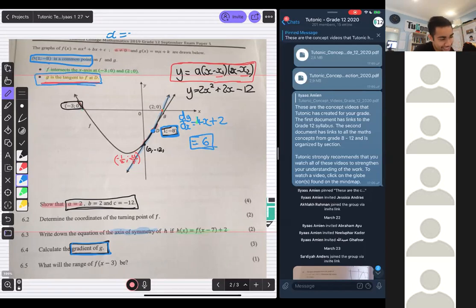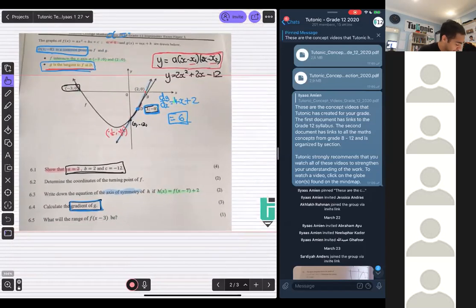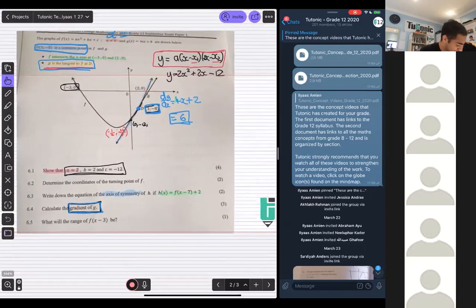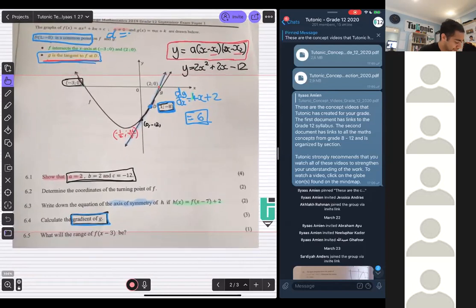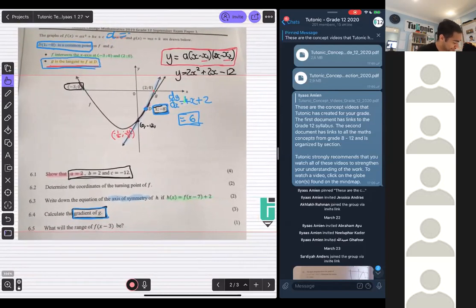That's the concept. And now what we're doing is applying the concept, okay? But if you don't know the concept, you can't apply it. Okay, so what's the range of f(x - 3)? So who wants to tell me what is happening to this graph? It's moving 3 units to the right. Right. Now the question is, what is the range?